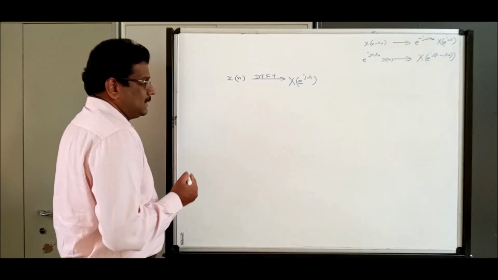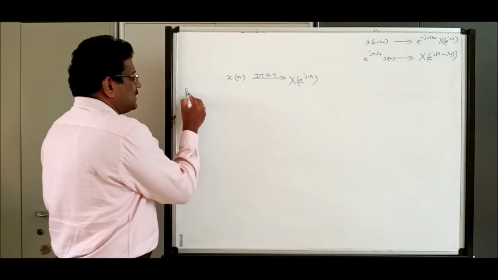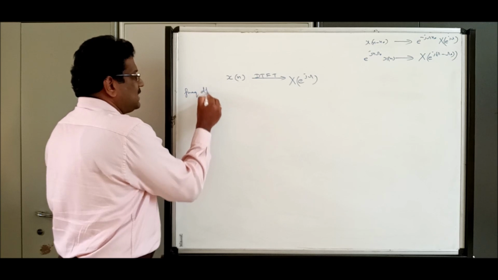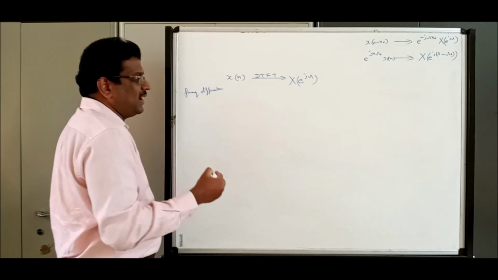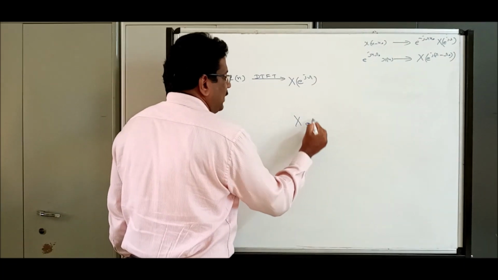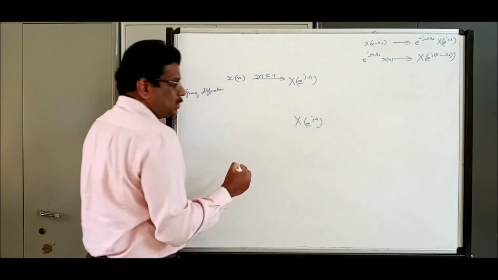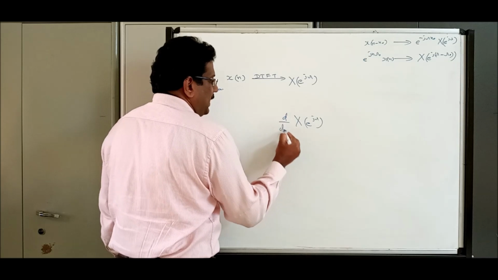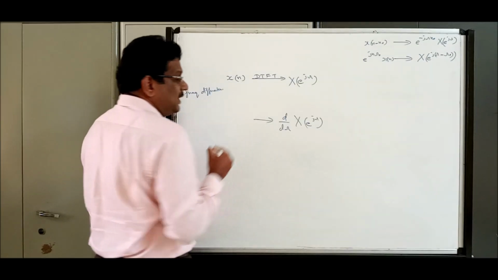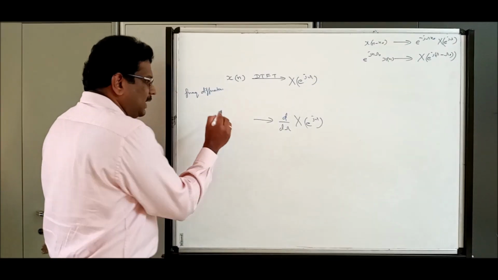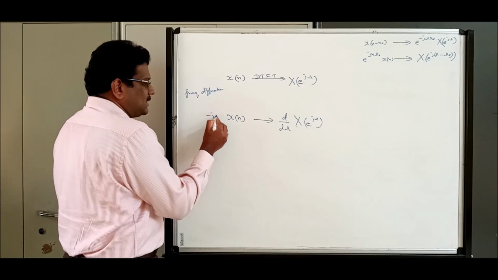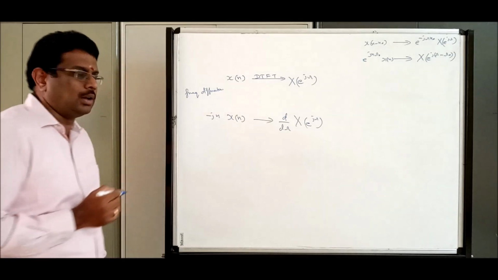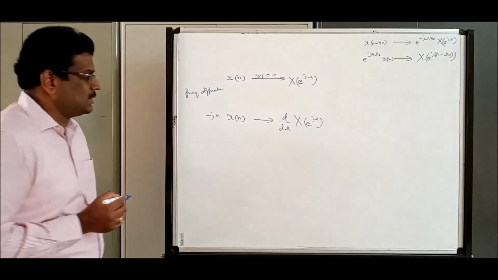Let us discuss frequency differentiation, which means I am going to do differentiation in frequency domain. This is your frequency domain. d by d omega, I am just going to differentiate. Definitely there will be an effect in time domain. It is minus jn. Okay, this is called frequency differentiation.